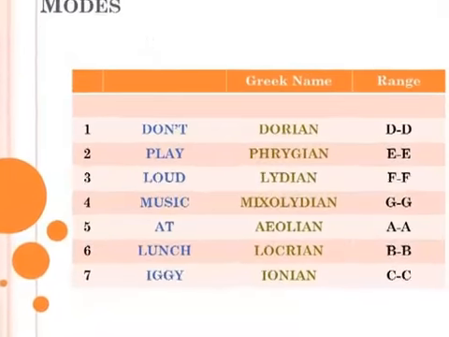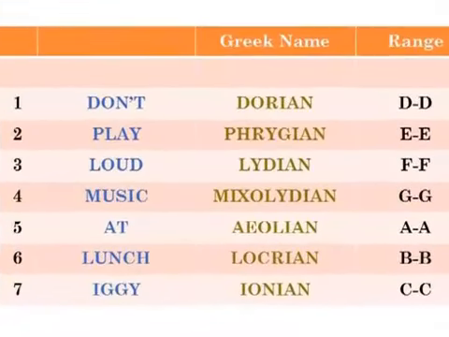Don't is Dorian, D to D. Play is Phrygian, E to E. Loud is Lydian, F to F. Music is Mixolydian, and it's G to G. At is Aeolian, A to A. Lunch is Locrian, B to B. And Iggy is Ionian, C to C.